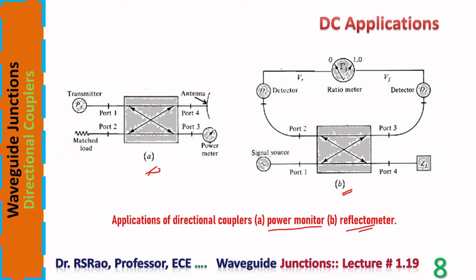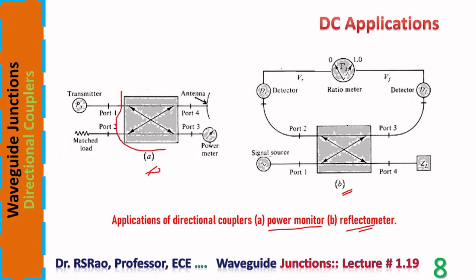A power monitor does two things. One, it indicates continuously whether there is a power flow or not. Second, it gives the amount of power that is flowing, if flow is there. How the power monitor is able to do these two things, we can understand from the diagram that is given in A.